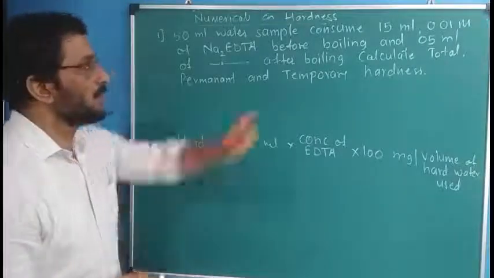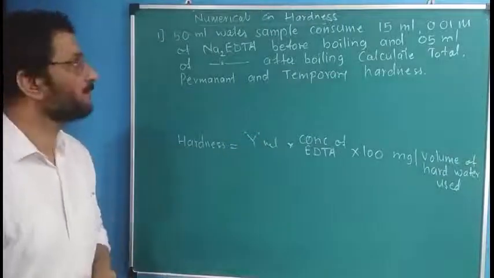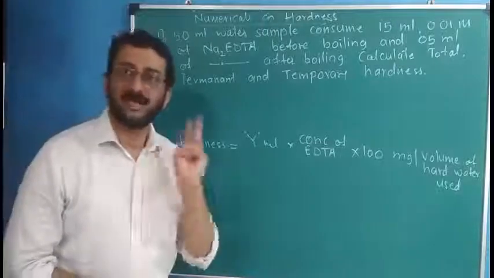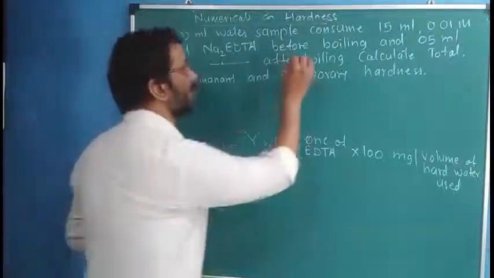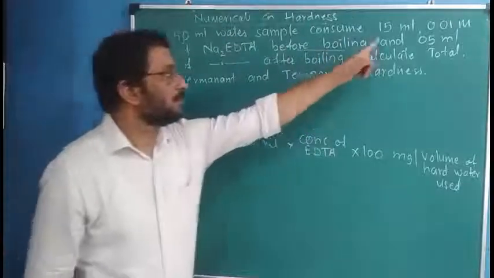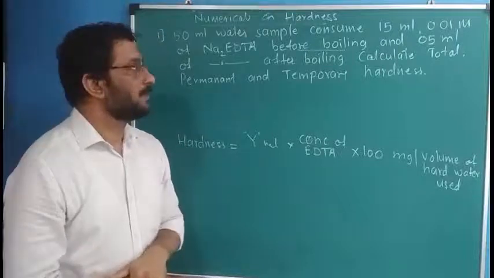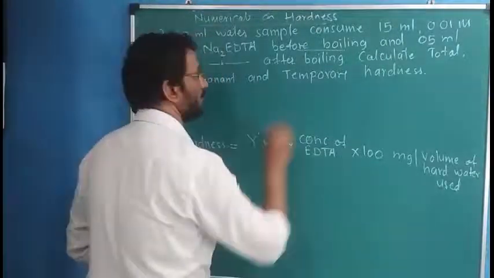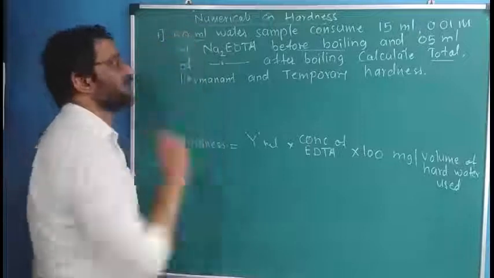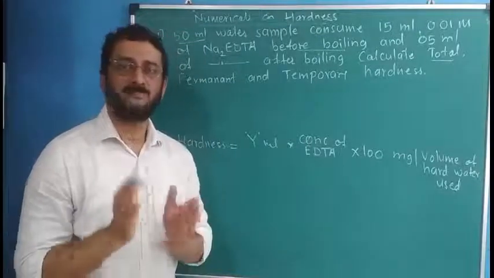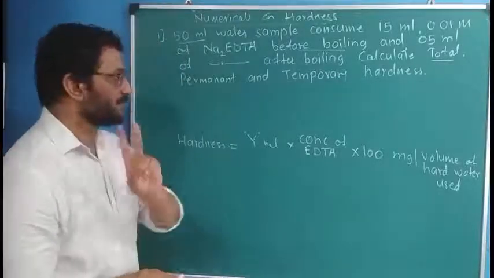Two readings are given, and the concentration of EDTA is given. Three simple points are asked to find out. Two points were already explained, but I will repeat once again. The water we use before boiling and filtration, with that reading, we will get the answer for total hardness. The water sample used before boiling and filtration, as it is, that answer corresponds to total hardness.